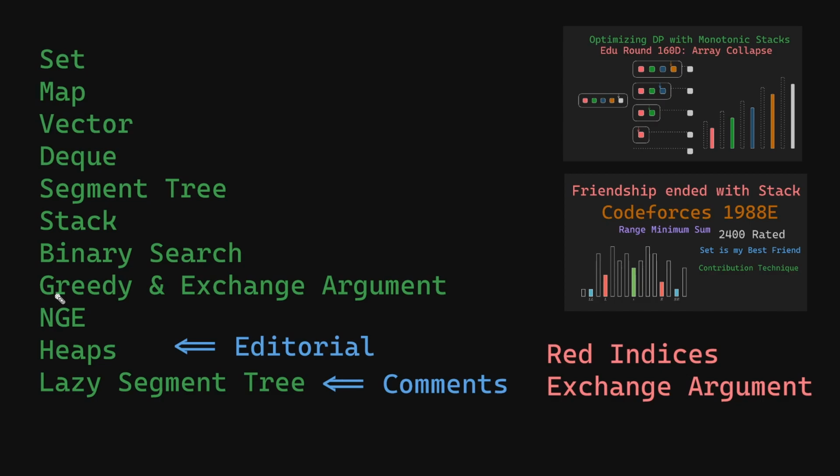To improve your grasp on monotonic stacks, you can watch these 2 videos on my channel that deal with monotonic stacks. However, even with multiple approaches to this problem, you will notice that one common link between them was the concept of red indexes, which is the last occurrence of any element, and the exchange argument, which says that you should always prioritize taking the leftmost possible available element.